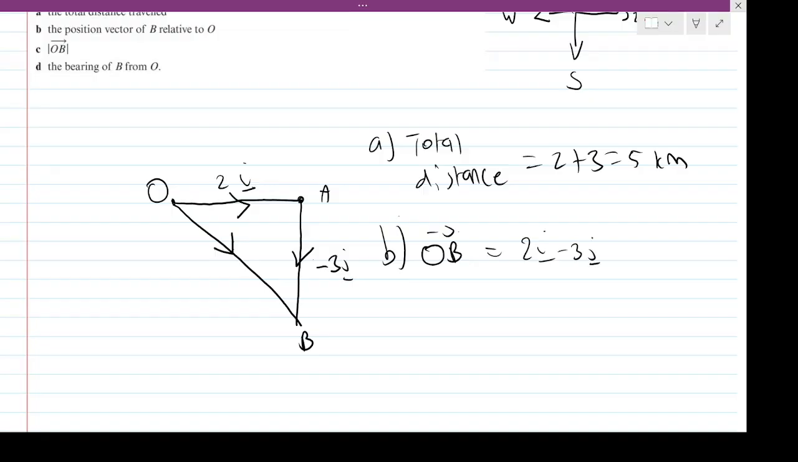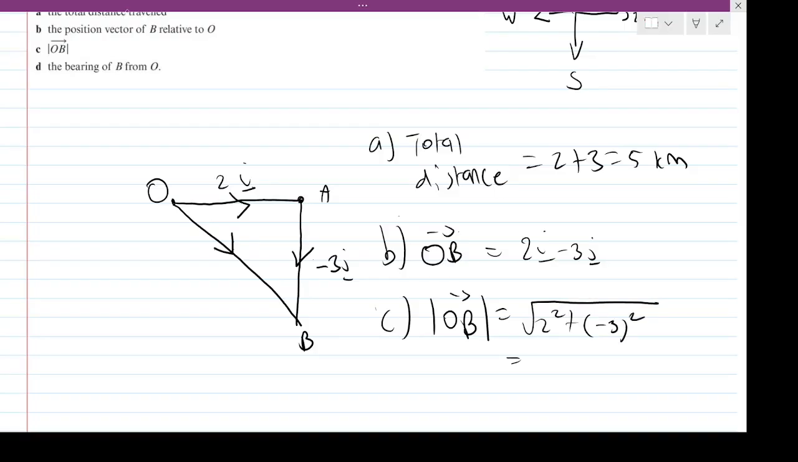So again, it's very handy that if we need to find a vector or something like this, we can split up the vector into the i and the j part, or the x and the y part, okay? In this way. Now part C then says to find the magnitude of OB. So now that we found the vector OB, we can find the magnitude of that by doing the root of 2 squared add minus 3 squared. And then if we do that, we get root 13. Okay, and there we are.